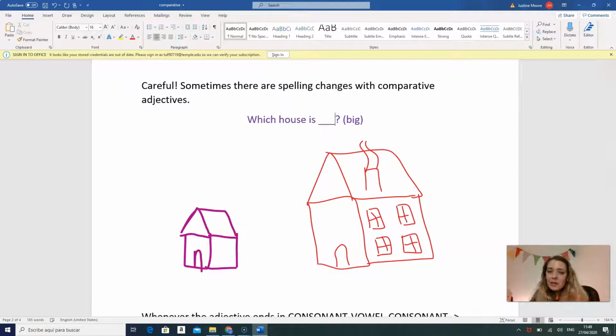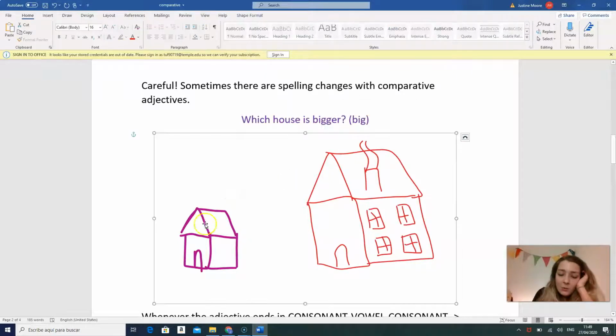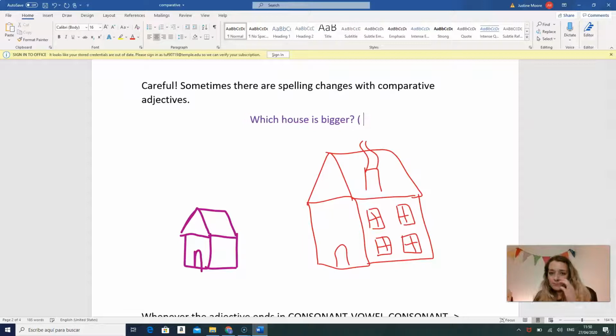Now, what you need to be careful with is it's not B-I-G-E-R, it's B-I-G-G-E-R. Which house is bigger? So let's answer the question, and then I'll tell you why there are two G's. Which house is bigger? The purple house or the red house? The red house. The red house is bigger.